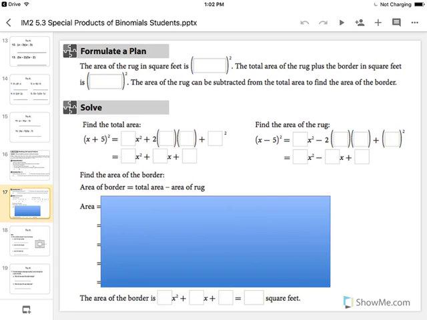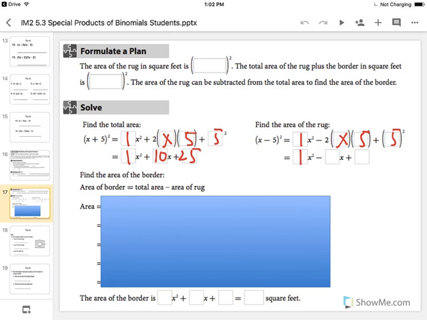So solve. We have x plus 5 quantity squared. When we square those, this gives us 1x squared plus 2 times x times 5 plus 5 squared. So that gives us 1x squared, this is 10x, and this is 25. And the area of the rug is x minus 5 squared, so we have 1x squared minus 2 times x times 5 plus 5 squared.